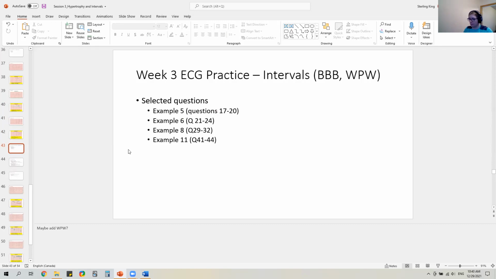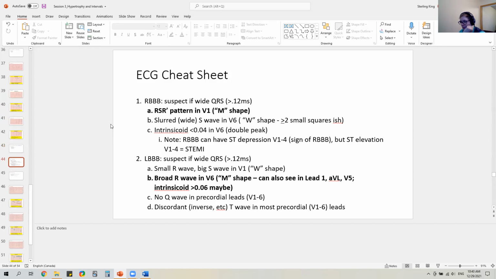So now let's do bundle branch blocks. Examples from the week 3 ECG practice: intervals, bundle branch blocks, and Wolff-Parkinson-White. Keep that in the back of your mind. We're going to work through examples 5, 6, 8, and 11, and the rest you're able to do on your own. So the cheat sheet: right bundle branch block, you're suspecting it if there's a wide QRS.